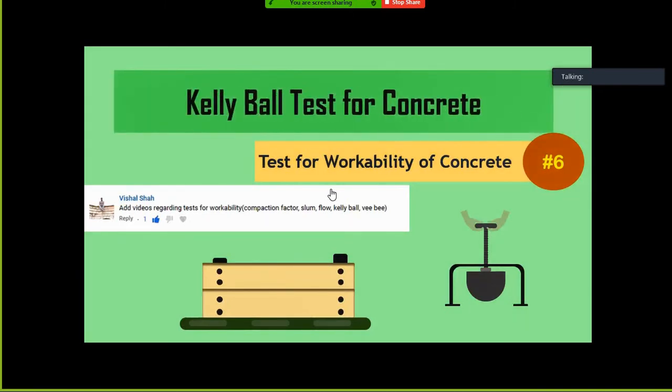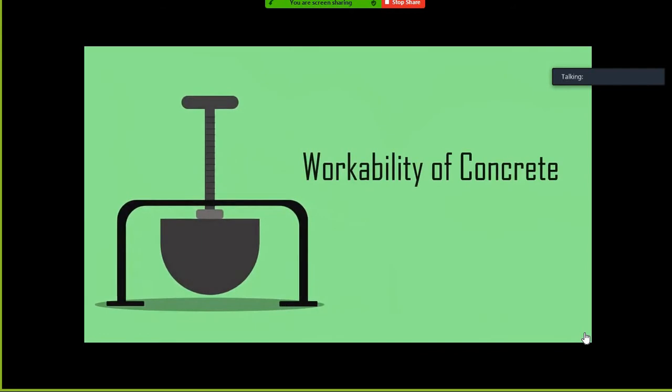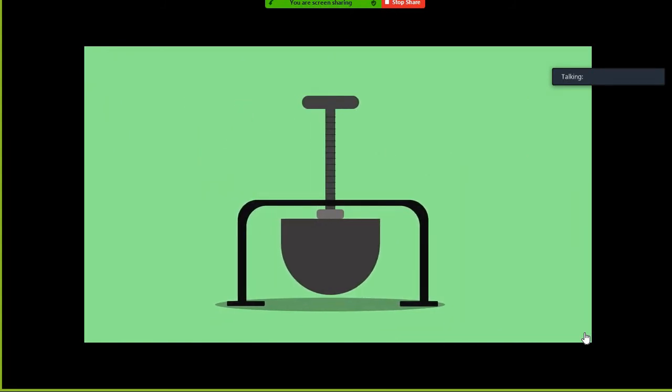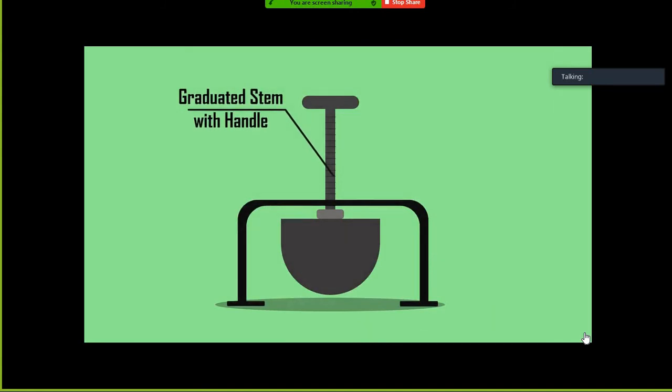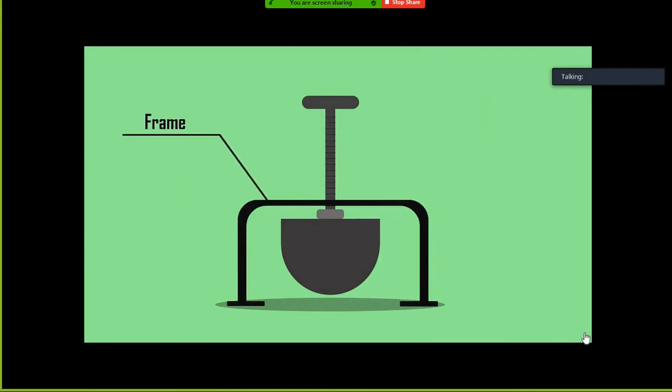Kelly ball test for concrete. Kelly ball test is a simple type of field test used for determining the workability of concrete. The apparatus consists of a 15 cm diameter metal hemisphere weighing 13.6 kg attached to a graduated stem with handle. The entire setup slides through a frame which is made to rest on the fresh concrete.